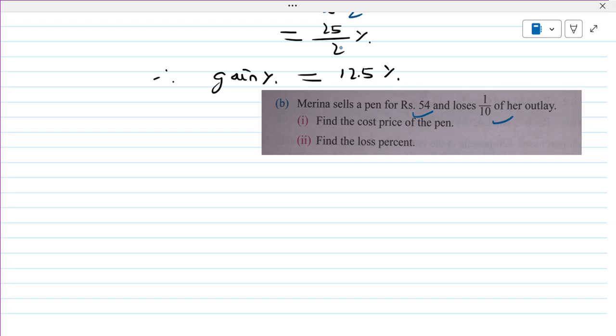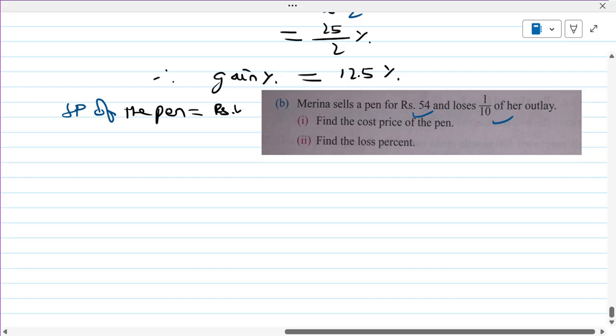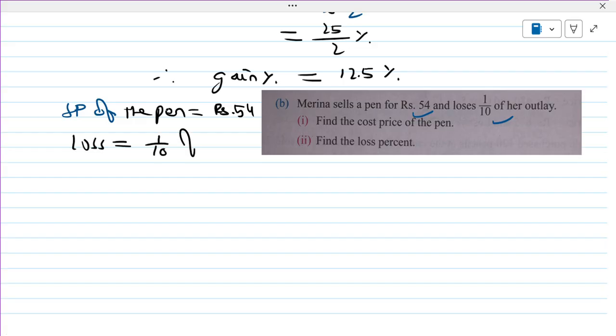So here outlay is not the cost price. Outlay is the selling price. Profit or loss here is given in terms of the selling price. I'll show you by doing. So SP of the pen is given as rupees 54. They said loss equals 1 by 10 of outlay, and the word outlay signifies the selling price. So 1 by 10 of selling price, and selling price we are already given, 54 rupees.